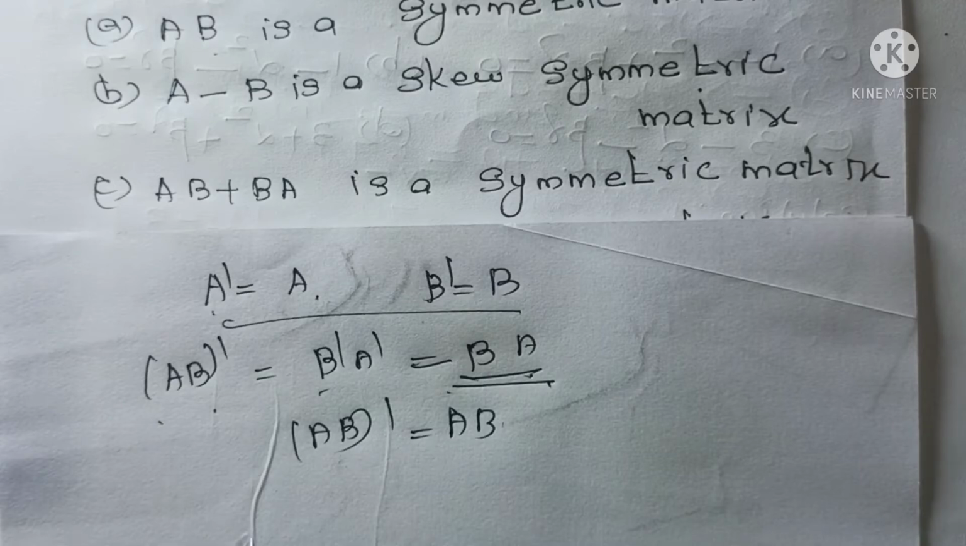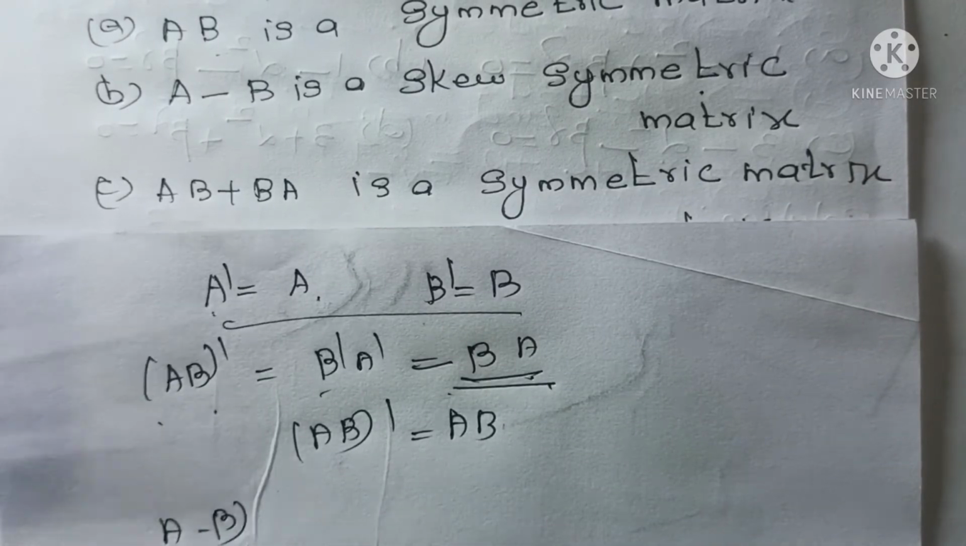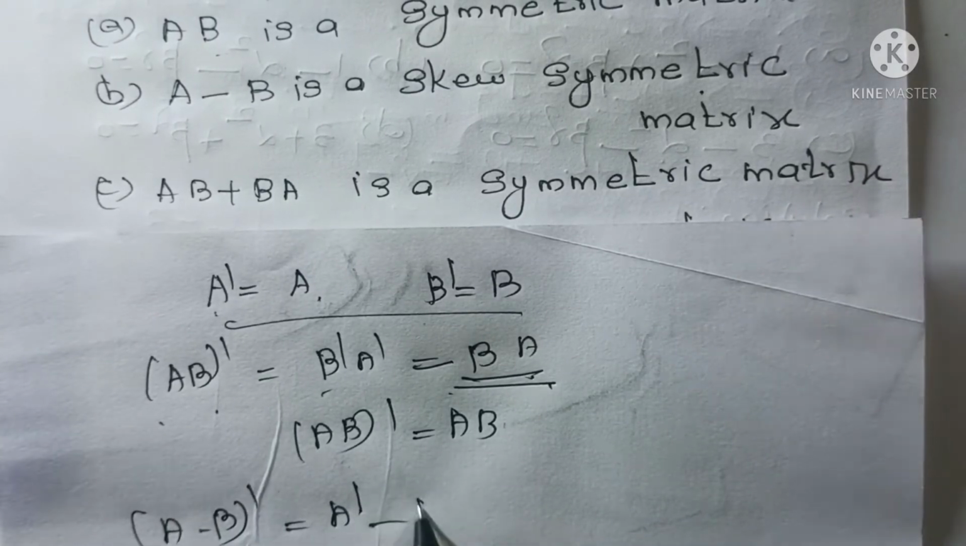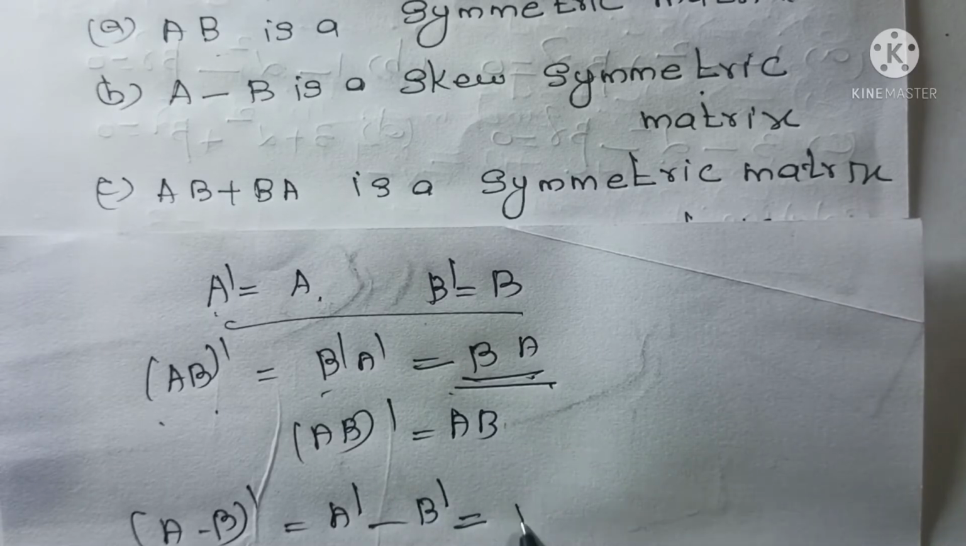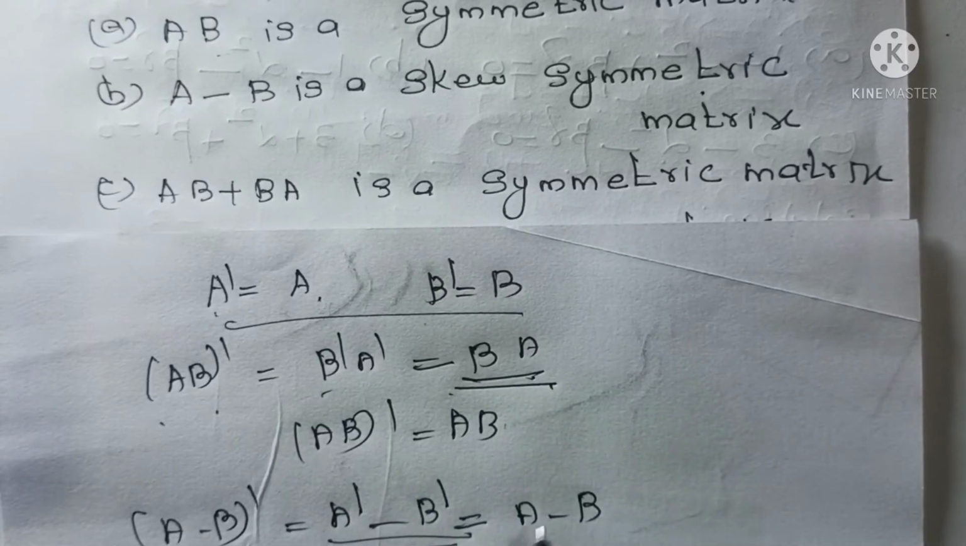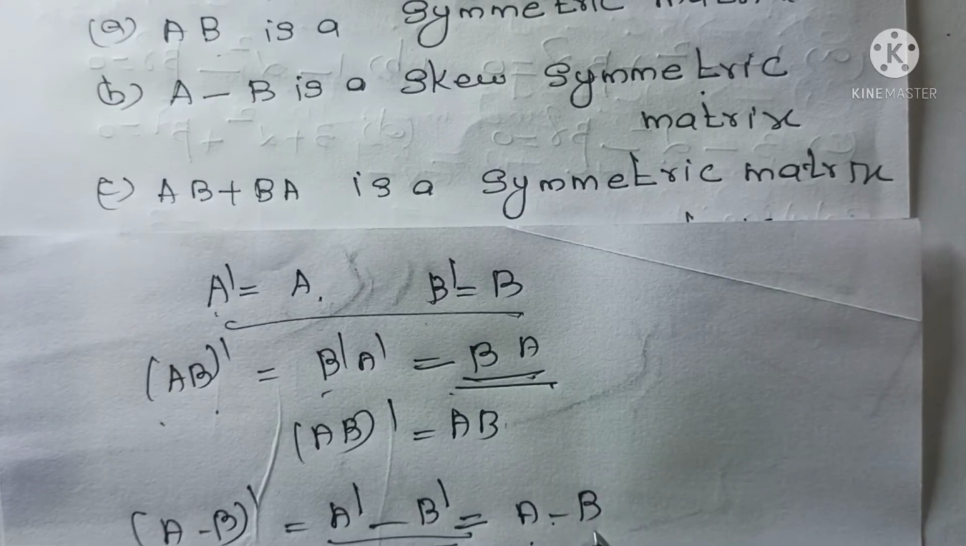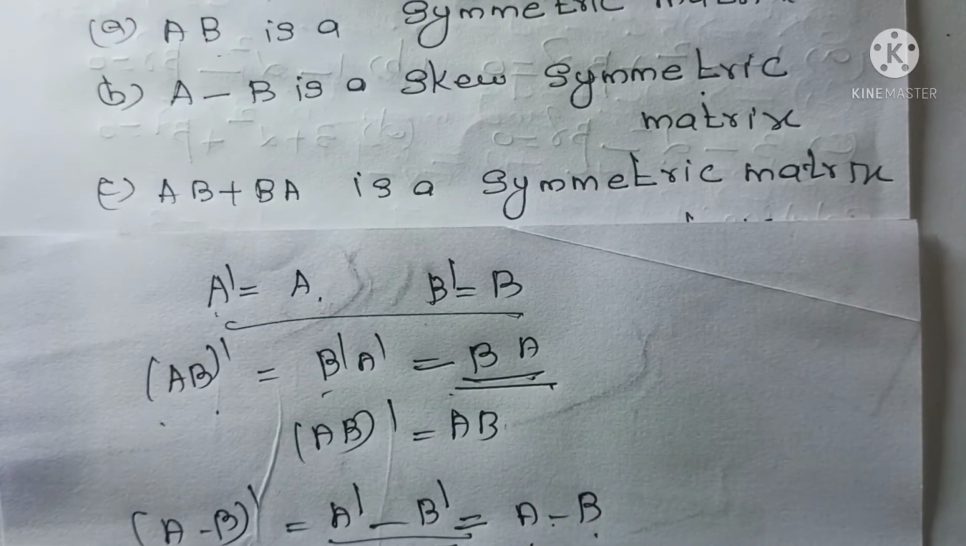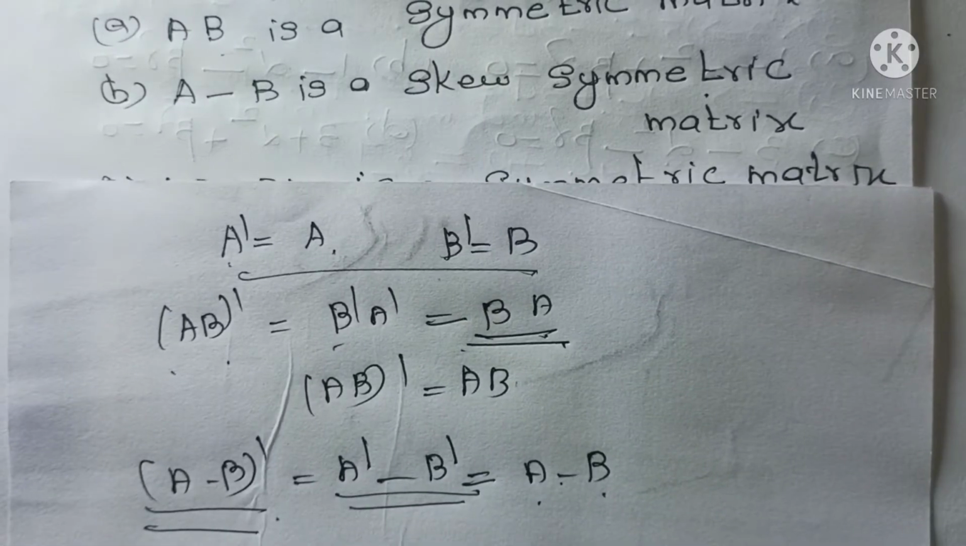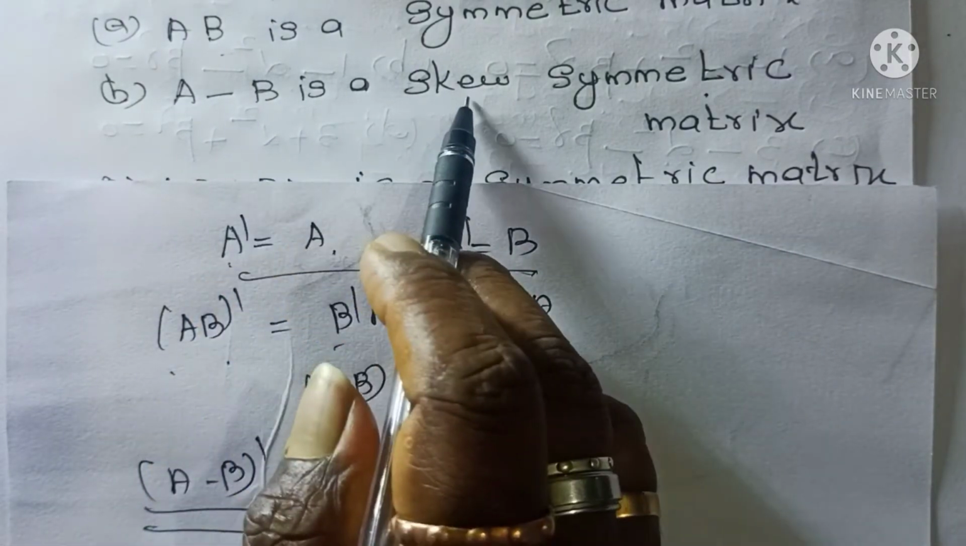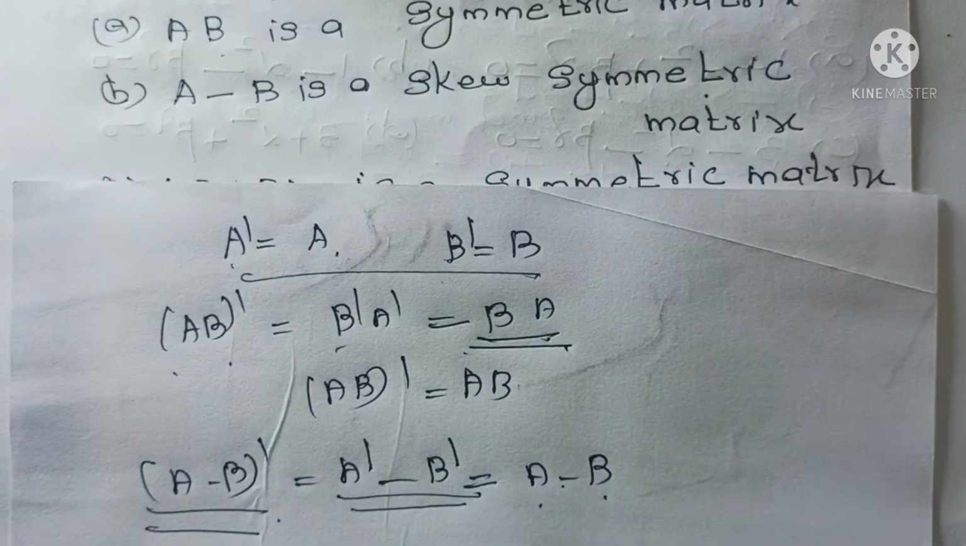Then you have to check the second one. A minus B the whole dash is equal to A dash minus B dash, which is equal to A minus B. You have to substitute the values here. Here A minus B the whole dash is equal to A minus B, which means A minus B is a symmetric matrix, but in the options they have given skew symmetric, so this is also not correct.